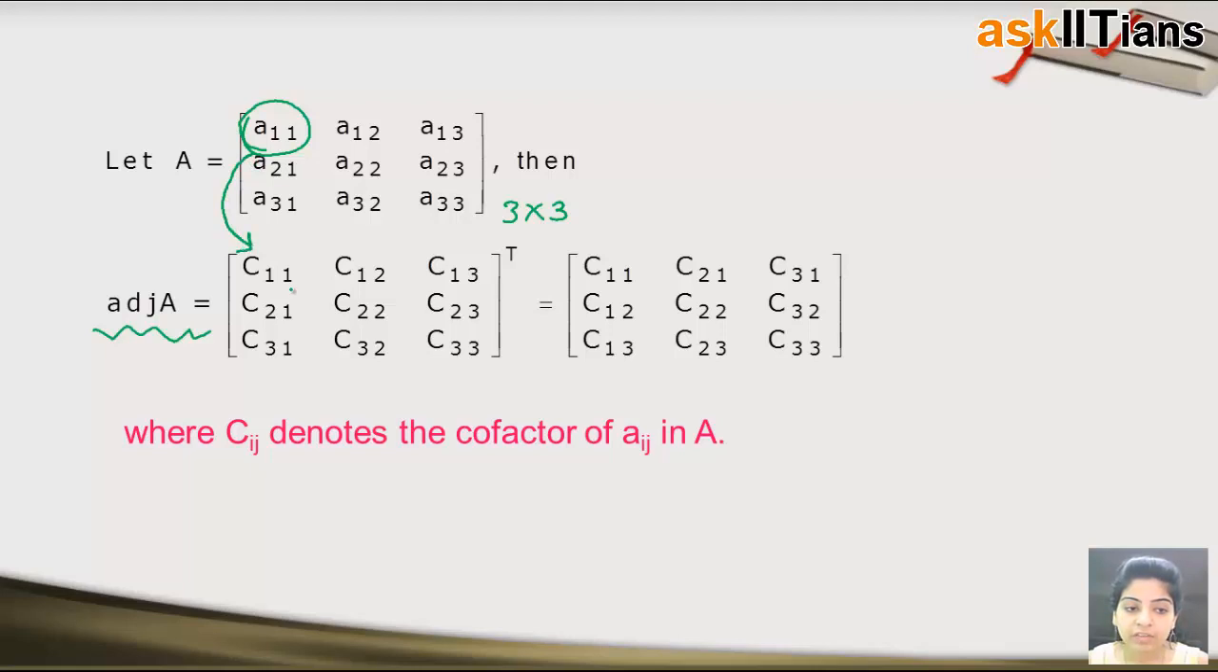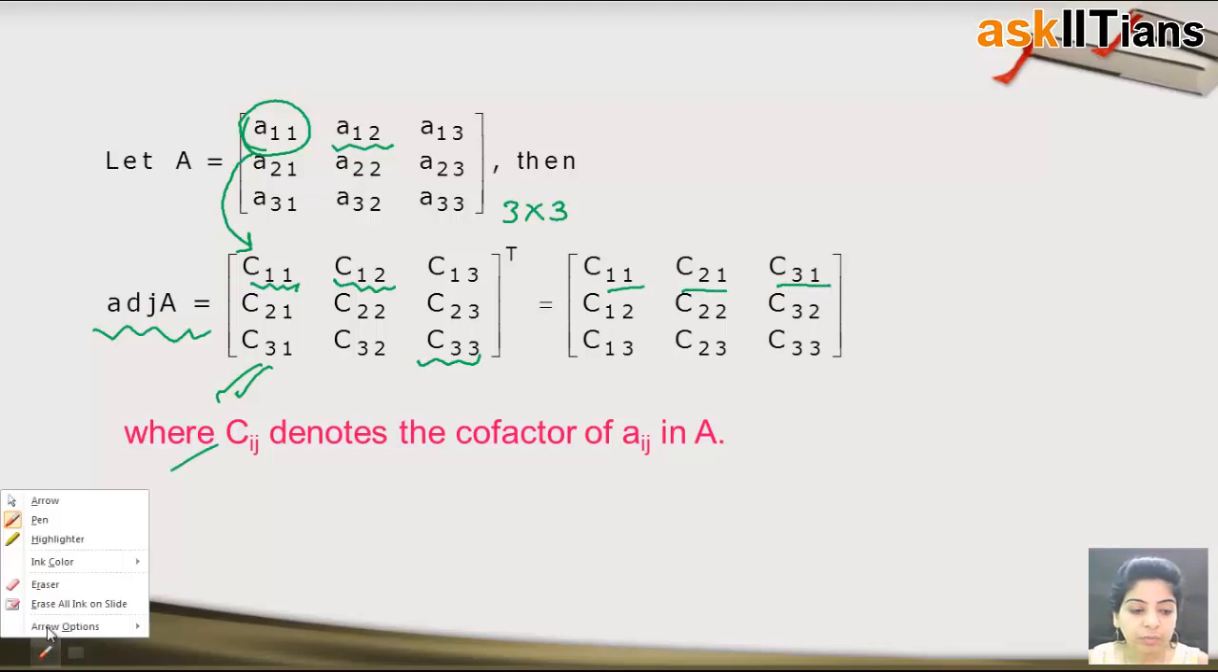So the cofactor we have is C11 corresponding to A11. Similarly, corresponding to A12, we have the cofactor C12. Similarly, for each and every element, I find out the cofactors. This is the matrix of cofactors we obtain, the whole matrix, and then you are to take the transpose of this matrix, right? So we get C11, C21, C31.